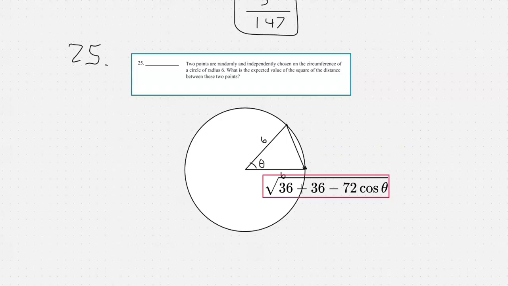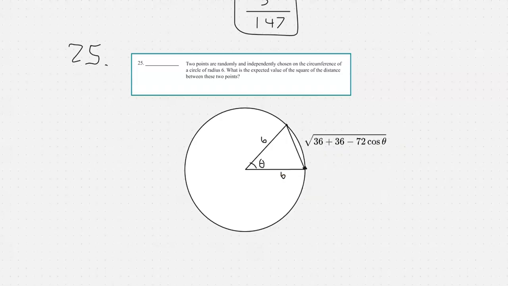Of whatever that is. And then we can simplify this, and it asks us for the expected value of the square of the difference, right? So we need to find the square of it, which is simply 72 times 1 minus cosine of theta. And so cosine of theta from 0 to 2 pi, the average of it is 0, so we can eliminate that term and simply get the average as 72. So our answer is 72. Yeah, so this is a good solution.